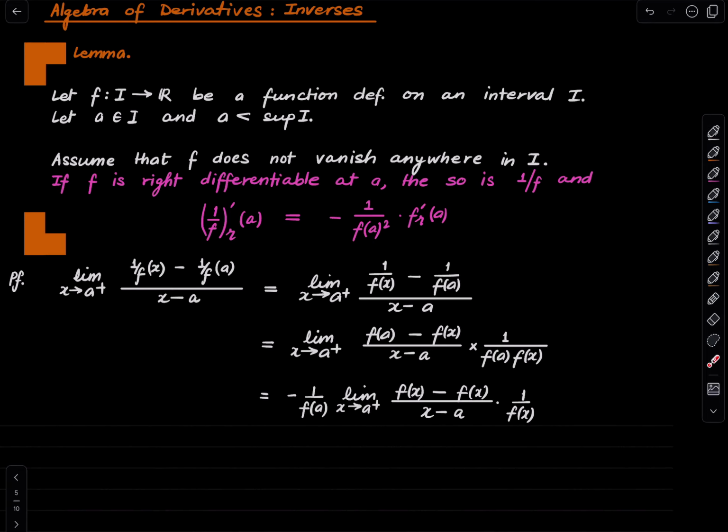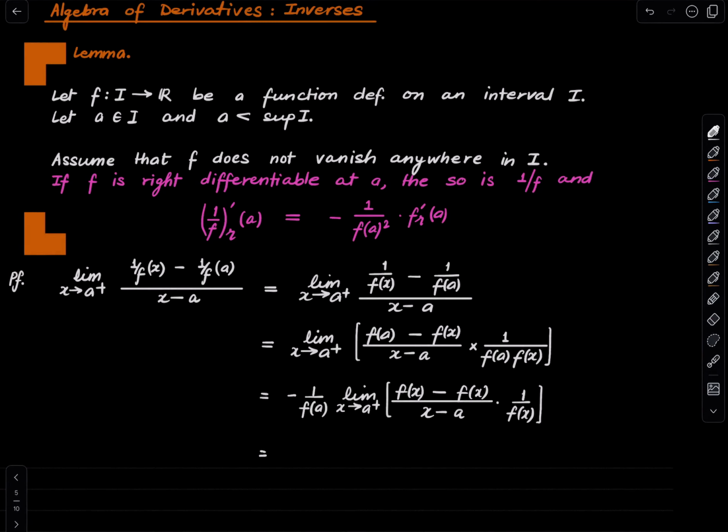and now again this thing has a limit as x goes to a from the right. Let me put a bracket. So this thing has a limit as x goes to a from the right, and same is true for this. Why? f being right differentiable implies f is continuous, and then we use the algebra of continuity. The limit of the reciprocal function is the reciprocal of the limit. And since f again is not vanishing anywhere in its domain, all of this is meaningful. So we just use our knowledge of limits.